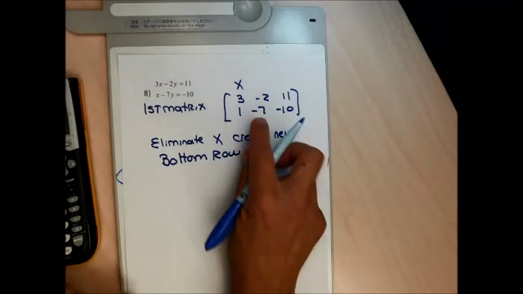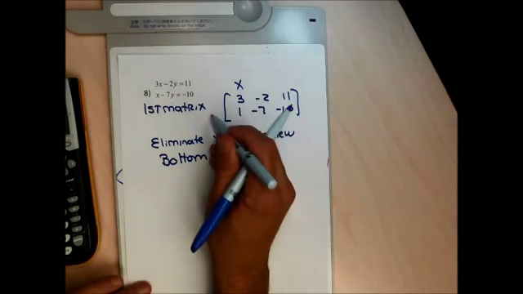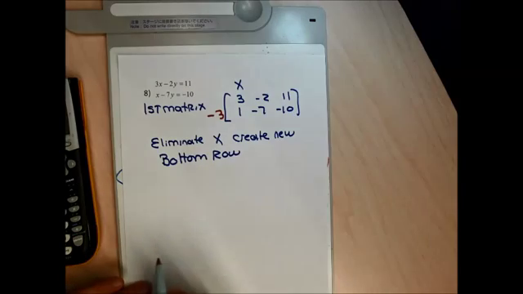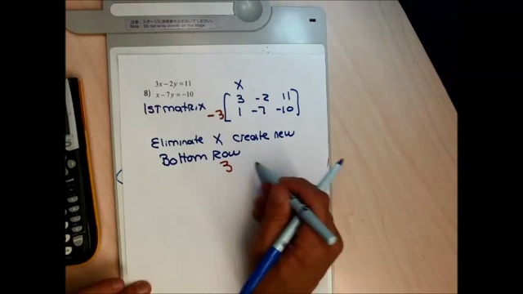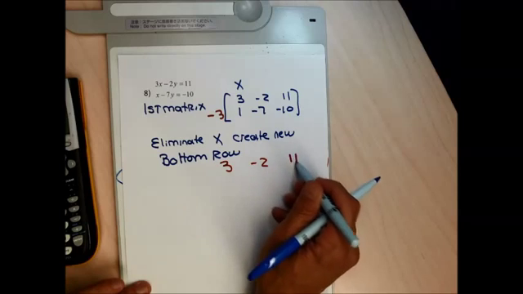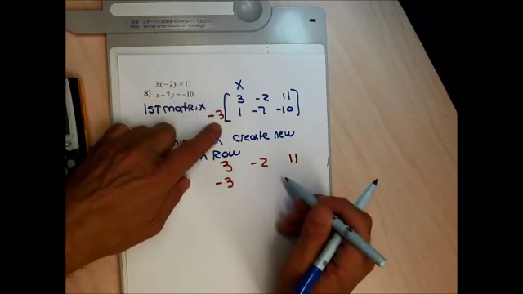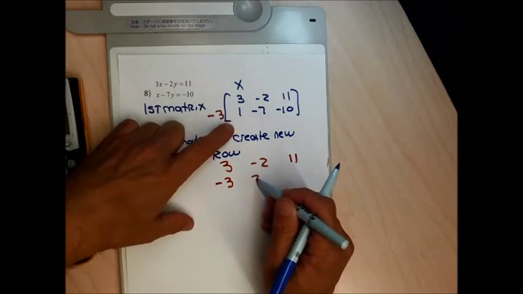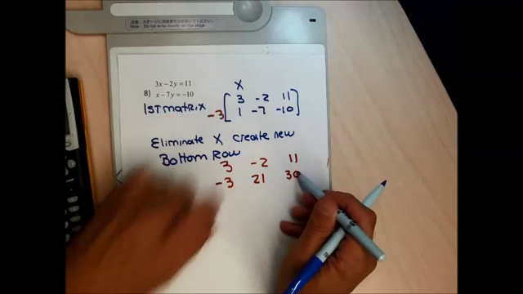I'm going to eliminate the x's by leaving the top 3 and making the bottom have a -3. I'm going to multiply everything in the bottom equation by -3 to get that to happen. I'm going to leave the top at 3, -2, and 11. In the bottom, -3 times 1 is -3. -3 times -7 is positive 21. -3 times -10 is positive 30.